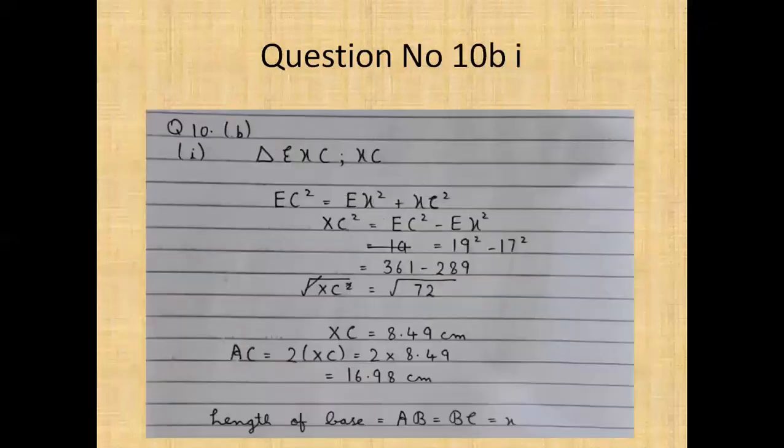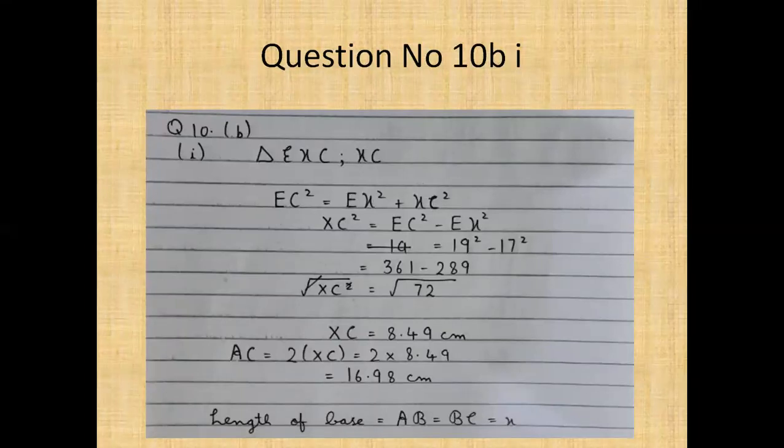Okay. So in the triangle EXC, EC square is EX square plus XC square. So you will have 19 square minus 17 square. So that will be 361 minus 289. So that will be 72. Take square root. So 8.49. So XC value is 8.49. AC value will be double of the XC. So 2 multiply 8.49, and that will be 16.98 centimeter.